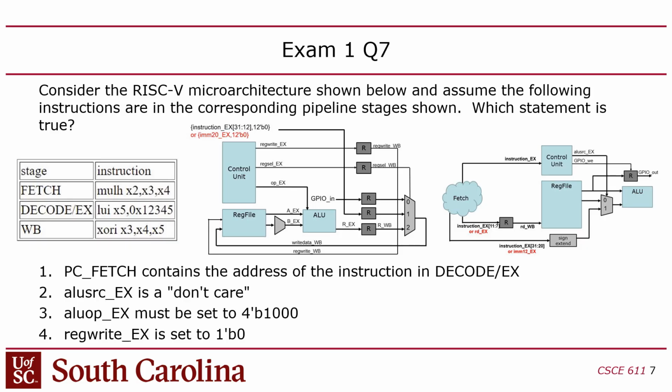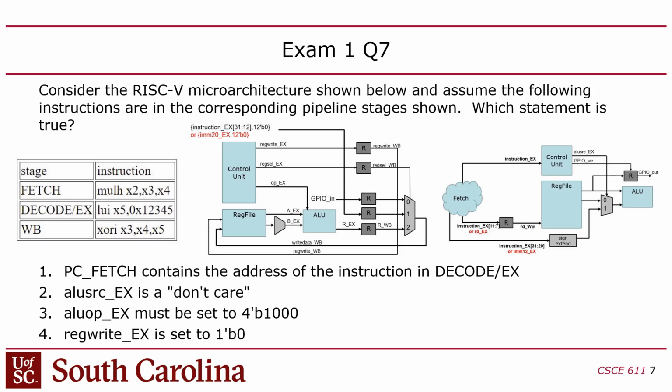Consider the RISC-V microarchitecture shown below and assume the following instructions in the corresponding pipeline stage. What statement is true? So we've got mulh being fetched, LUI being decoded and executed, and an XOR in write back. It says PC fetch contains the address of the instruction in decode EX. Well, that's not true. PC fetch contains the address of the instruction in fetch. So that's not true. ALU source EX is a don't care. The instruction being executed is an LUI, and the LUI doesn't use the ALU, so yeah, ALU source is a don't care. So 2, I think, is correct.